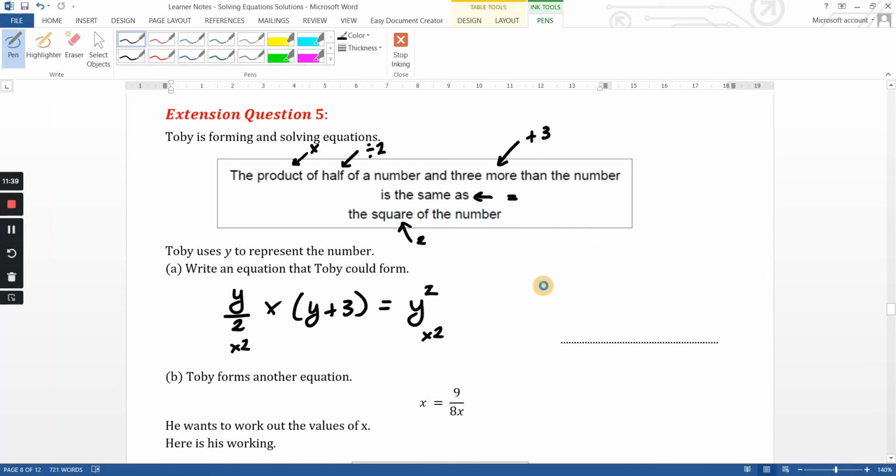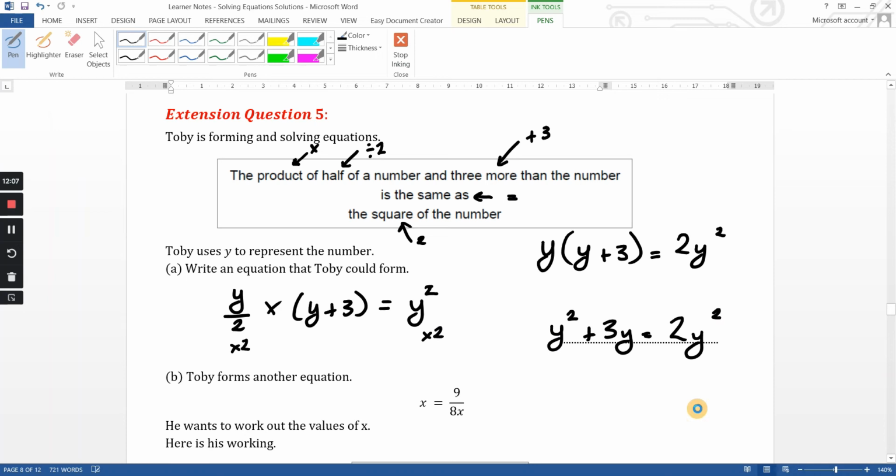So what will we get? Let me just double check. Y, let me put it in brackets. Y plus 3 equals 2y squared. And again, you can expand this if you want. So I'm going to put y squared plus 3y equals 2y squared. And that's how I would leave my answer. So that's my equation.